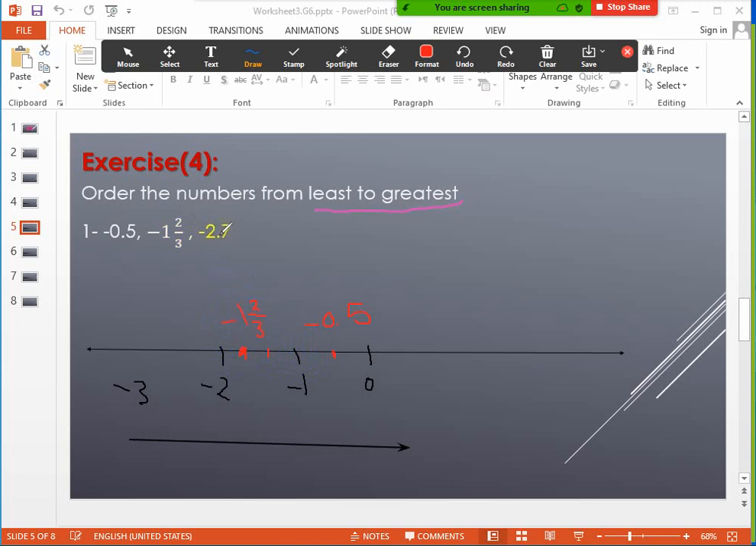Now negative 2.7. This number is also on the left side of 0 between negative 2 and negative 3. You have to divide this distance into 10 equal parts according to the decimal parts. So I have to move 7 parts after negative 2. If you divide this distance into 10 equal parts, actually it will be like this here. This point will be negative 2.7.